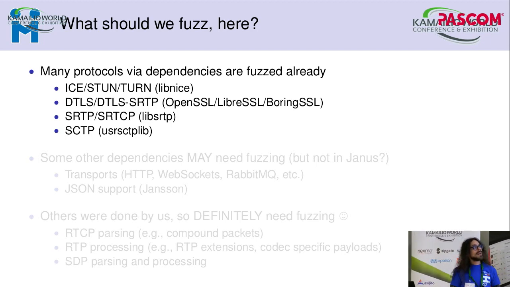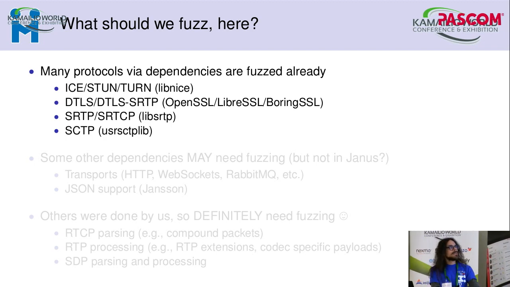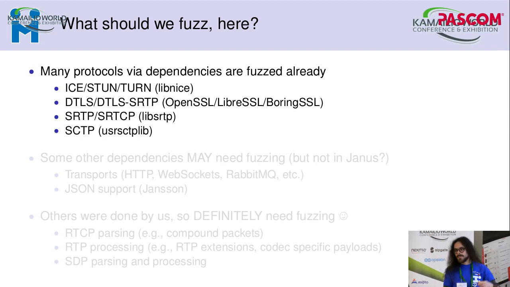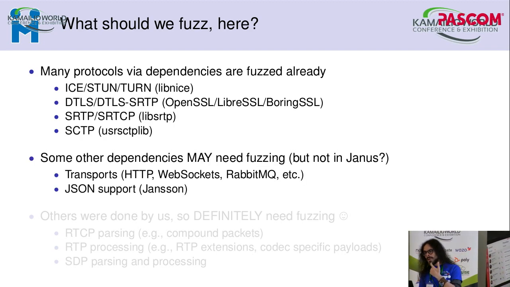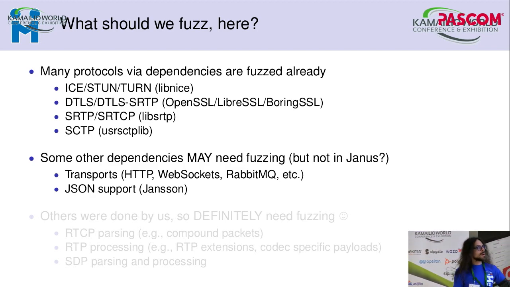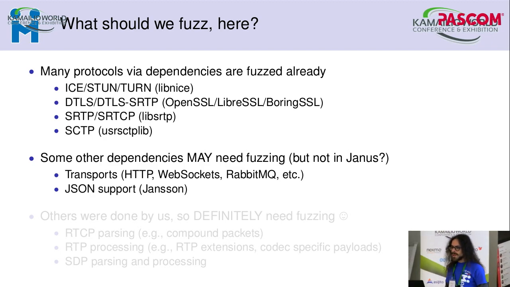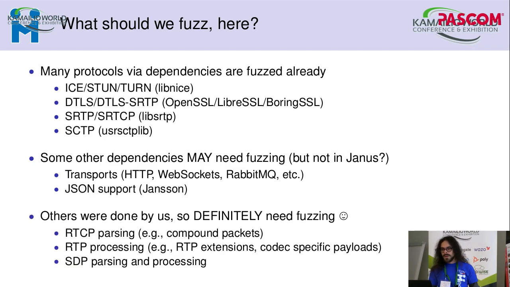Same thing for DTLS, because of course there it's OpenSSL or any related family that does that. libsrtp is also very good in fuzzing the secure aspects of the encryption parts of the RTP, and same thing for SCTP, which is used for data channels. There may be other dependencies that may need fuzzing. I haven't investigated much, mostly with respect to transports or JSON support. Actually, JSON support, I tried to fuzz a bit. I didn't find any issue, but I'll probably come back to that later on.